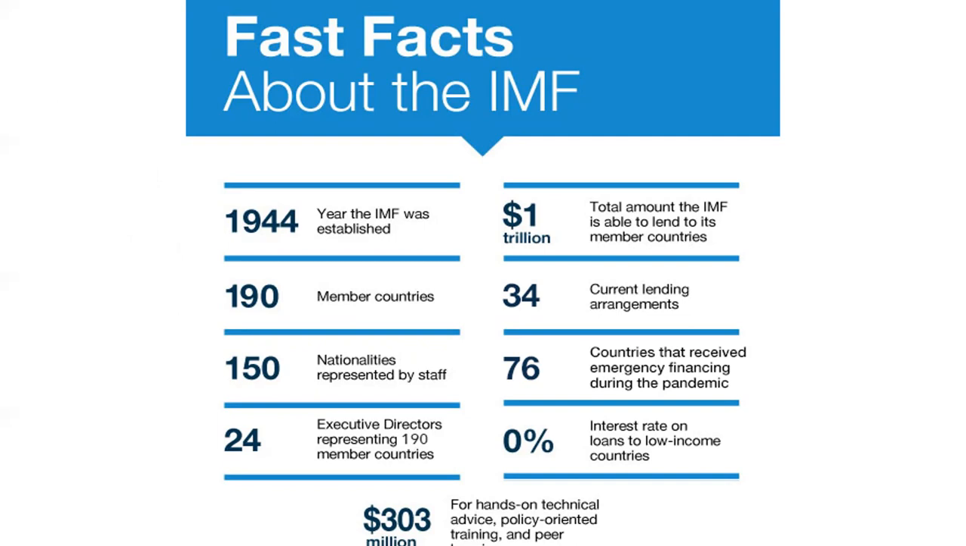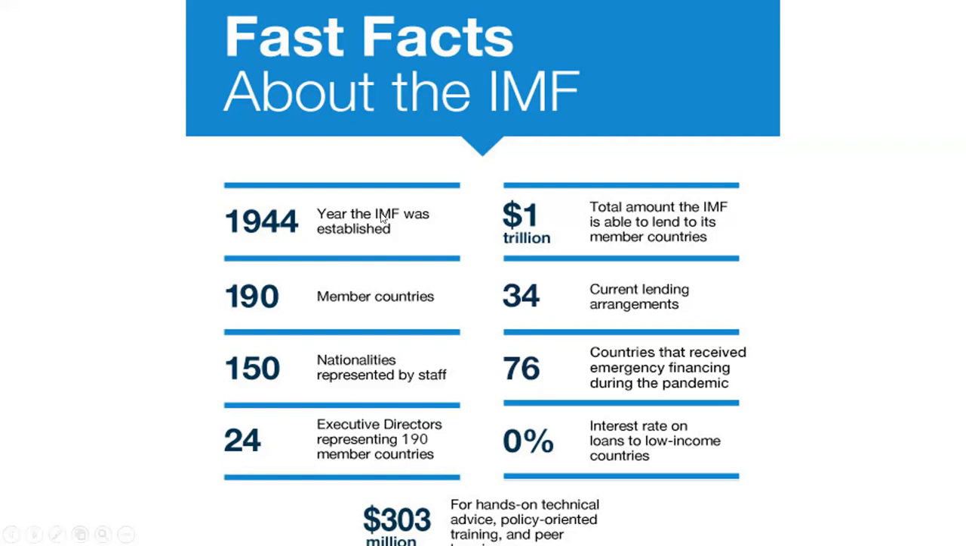Then 24 executive directors are there. Then 303 for hands-on technical advice, policy oriented and training. This is the funds available, and 1 trillion is the total amount the IMF is able to lend to its member countries. Total amount, how much lending amount the IMF has, it is $1 trillion.